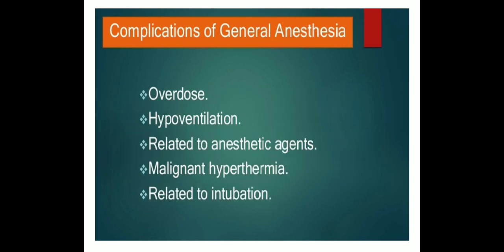The complications of general anesthesia are overdose. Overdose can be a complication of general anesthesia. It can lead to death of the patient. Hypoventilation: if the respiratory muscles are relaxed and proper care is not taken, then hypoventilation can occur. Then the complication can be related to the anesthetic agents. What type of anesthetic agents are used? If the patient is allergic or sensitive to some sort of anesthetic agents, then it can cause complication.